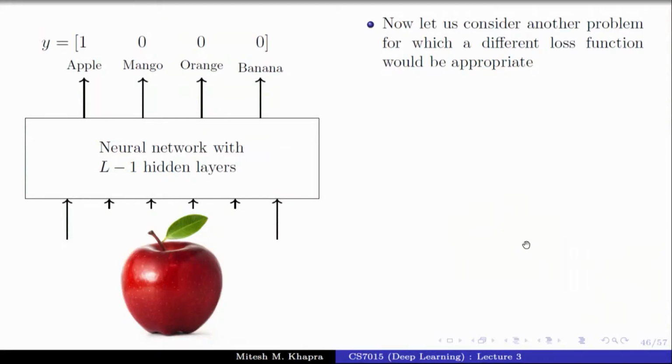Okay, so now let's come to the other problem that we encounter in practice, which is the classification problem. Now here you are given an image, and you want to classify it into one of k classes. In this case, k is equal to 4. So for the given image, I want to say whether it's an apple or a mango or an orange or a banana. Is that okay? Fine.